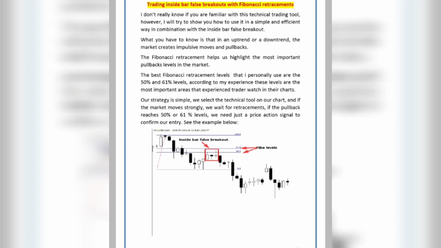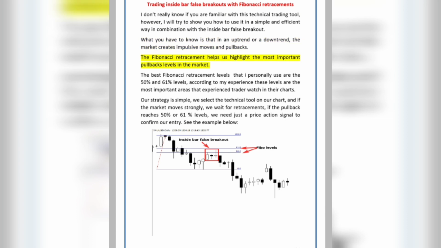Trading inside bar false breakouts with Fibonacci retracements. I don't really know if you are familiar with this technical trading tool, however, I will try to show you how to use it in a simple and efficient way in combination with the inside bar false breakout. What you have to know is that in an uptrend or a downtrend, the market creates impulsive moves and pullbacks.